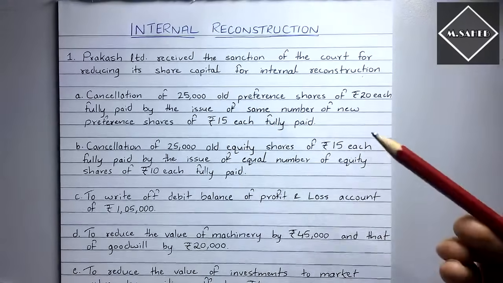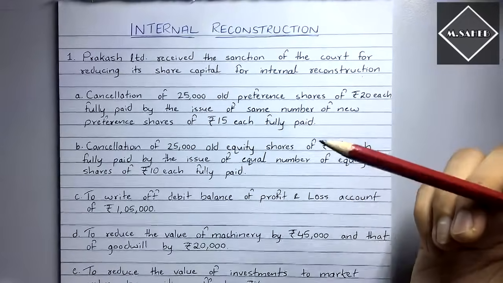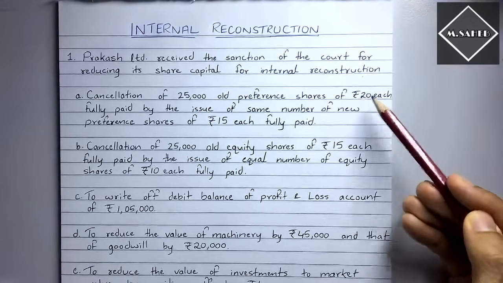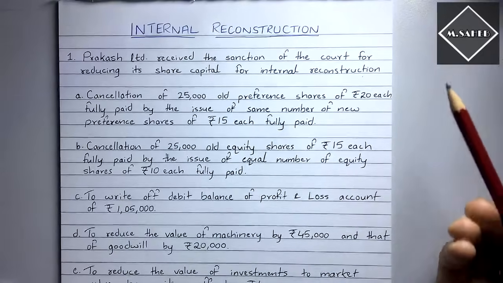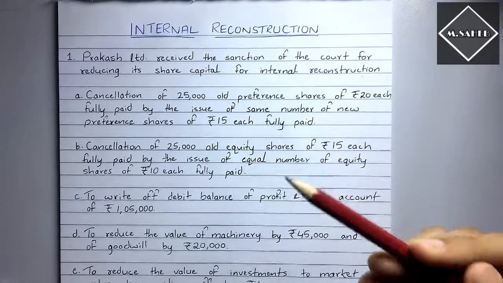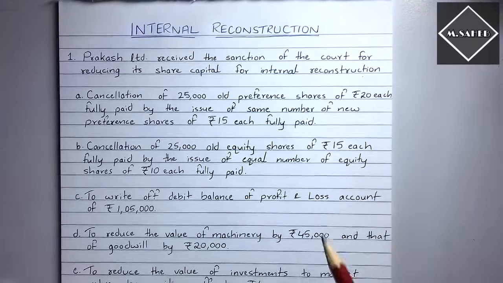So here you can come to know that only one thing is happening, okay? The face value is getting reduced. From 20 it is getting reduced to 15, okay? Face value is getting reduced. What was the entry? We will see that later, okay?